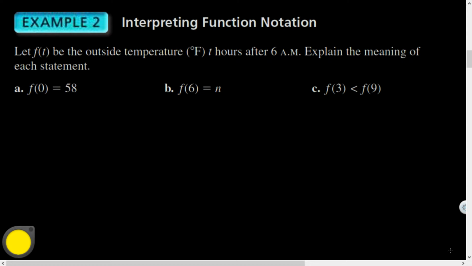All right, this is where this gets a little bit interesting. So what we're going to do is figure out what this would mean in terms of this context. So it says let f of t be the outside temperature, in degrees Fahrenheit, t hours after 6 a.m. So this is my input, and the output is the temperature.